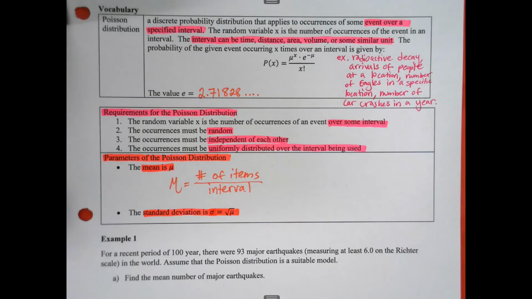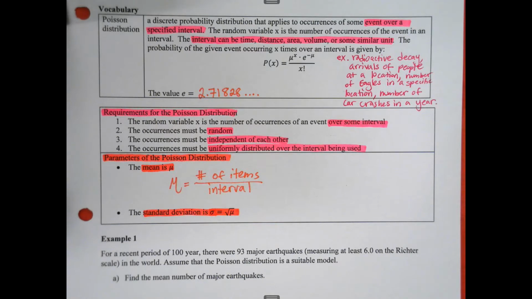How do we determine if something is a Poisson distribution? The biggest thing is that it has to be a random variable, and the number of occurrences of the event occur over some interval. In addition to that, those occurrences must be random, they must be independent of each other, and they must be uniformly distributed over the interval.